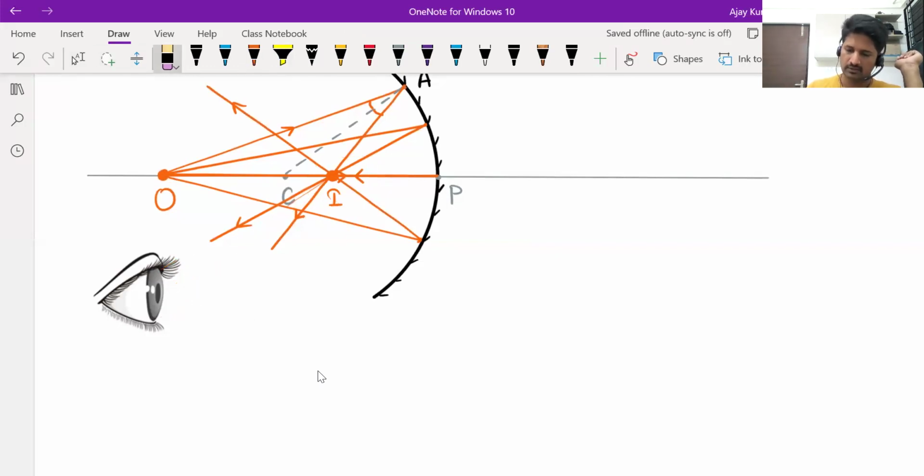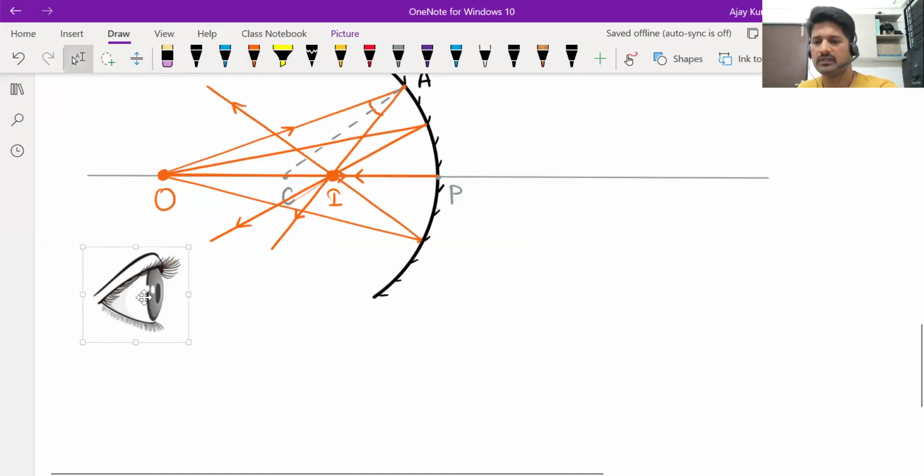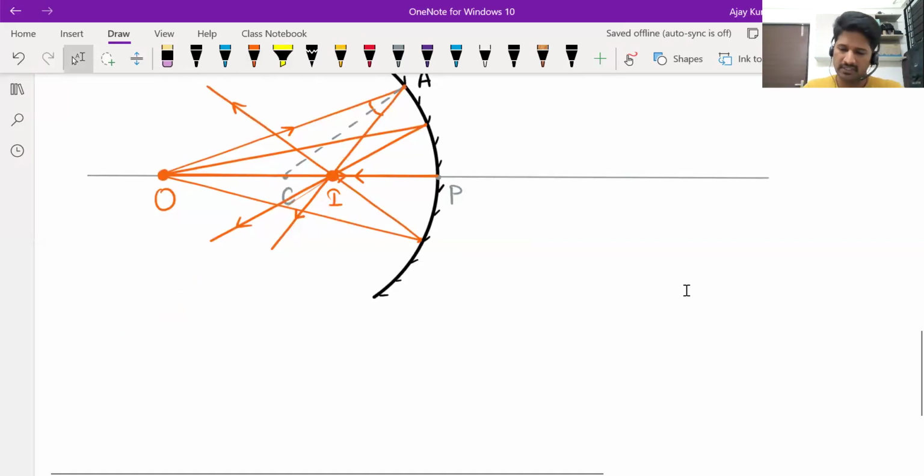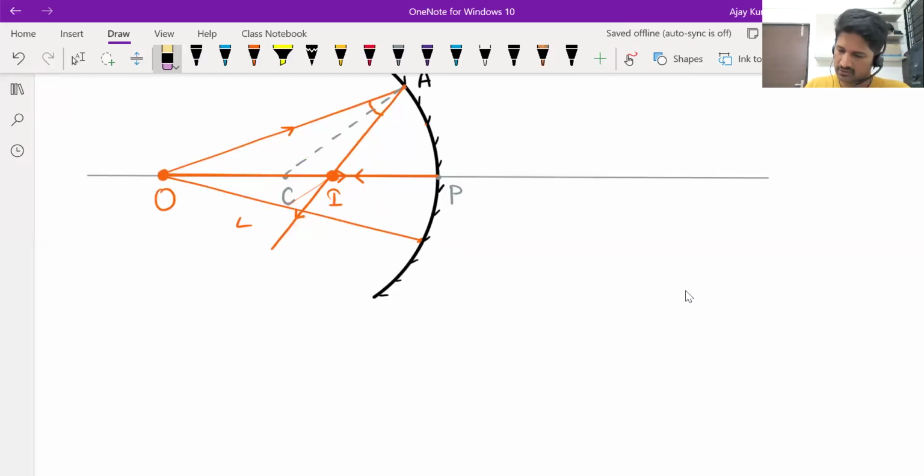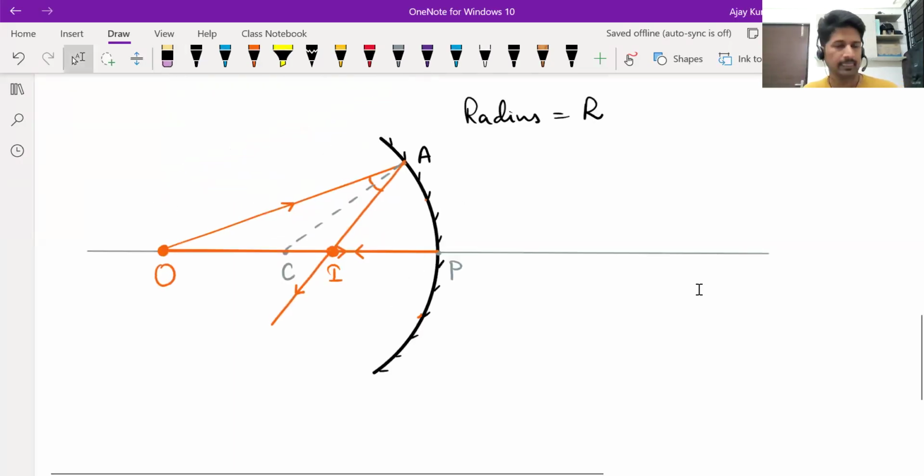Now we have to do some calculation and derive a relation between object distance and image distance. So we'll take only 2 rays because other rays anyway pass through that point, but there's a condition. I'll tell you the condition also. Now here OA is a straight line, OP is a straight line, but A to P is a curve. Clearly it's a curve.